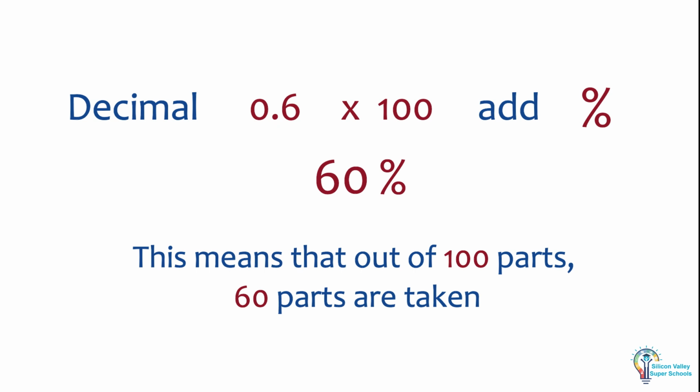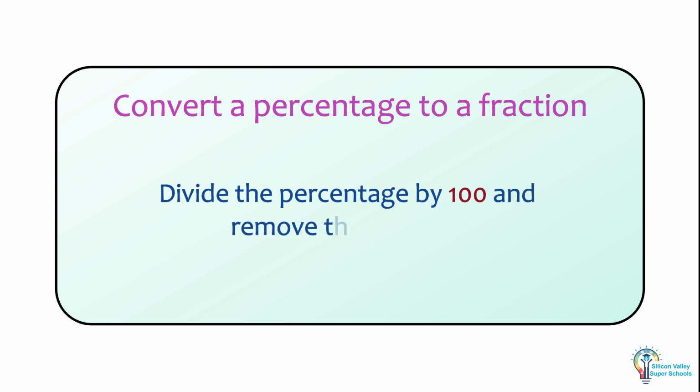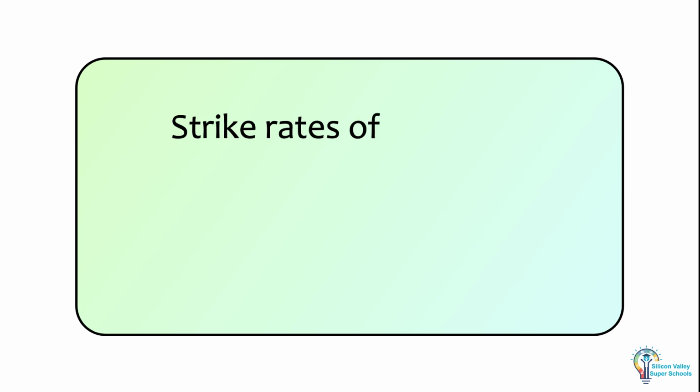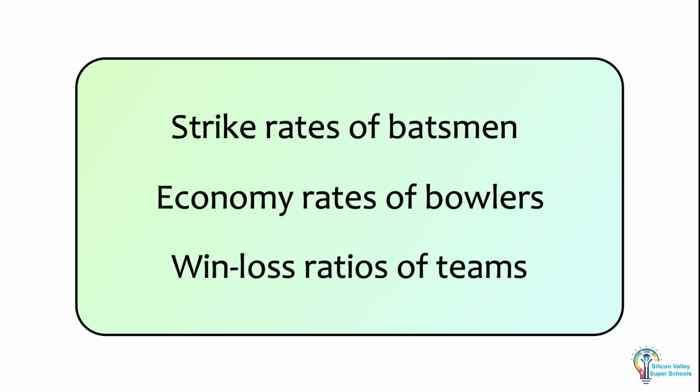So we have learned that percentages are fractions of 100 that can be written as fractions or decimals. Percentages are useful when we want to compare parts of different wholes or express proportions or ratios. For example, in cricket, we often use percentages to compare the strike rates of batsmen, the economy rates of bowlers, the win-loss ratios of teams, and so on.